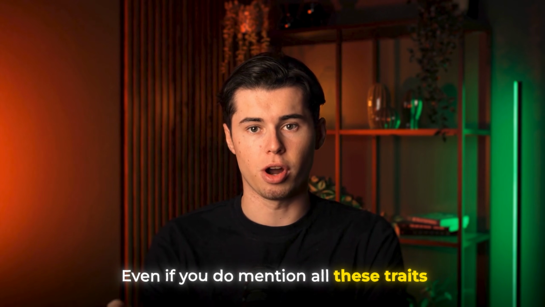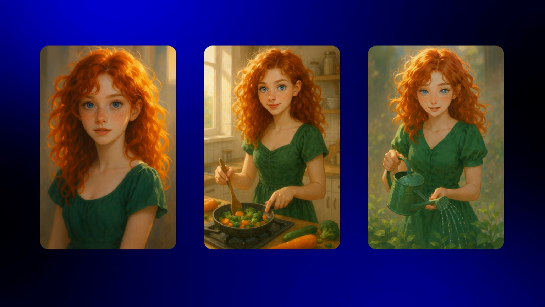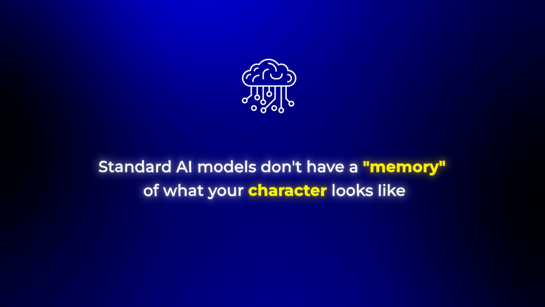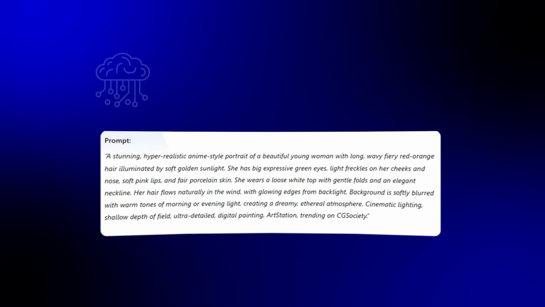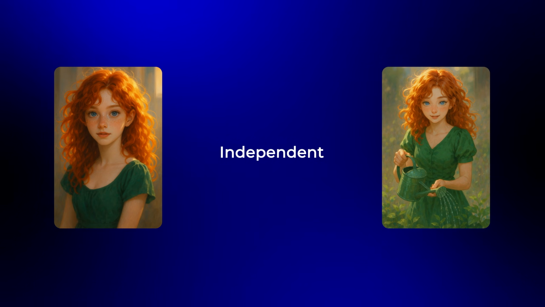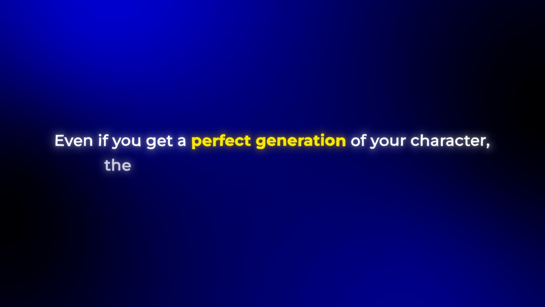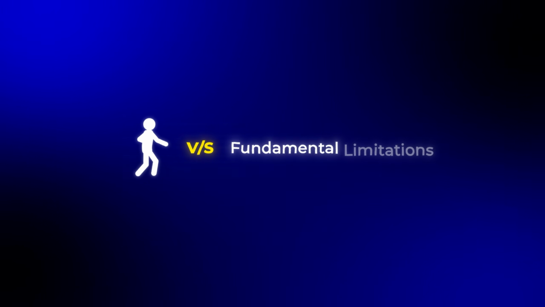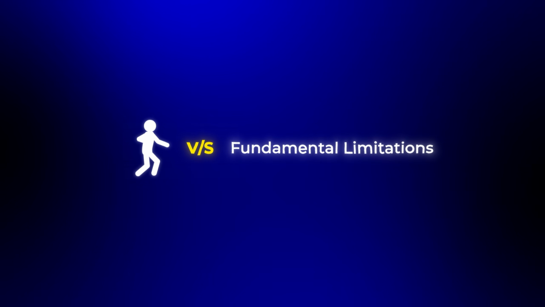But here's where it gets tricky, because even if you do mention all these traits, the AI might still interpret them differently each time, because standard AI models don't have a memory of what your character looks like. Doing this will increase your chances a lot, but you shouldn't be expecting the AI to remember your character between prompts. Standard AI models don't have memory, so each generation is completely independent from the previous one. So even if you get a perfect generation of your character, the next generation will start from scratch. This is why people struggle so much with consistency. They're fighting against the fundamental limitations of how these models work.